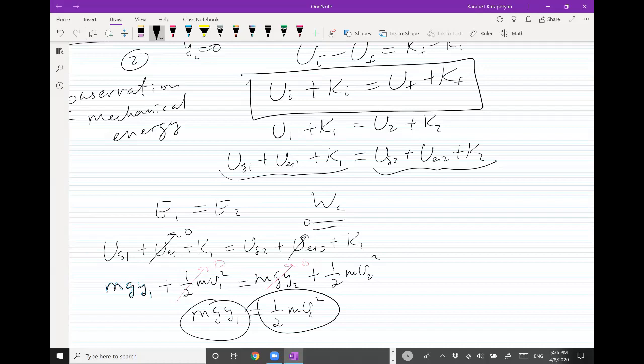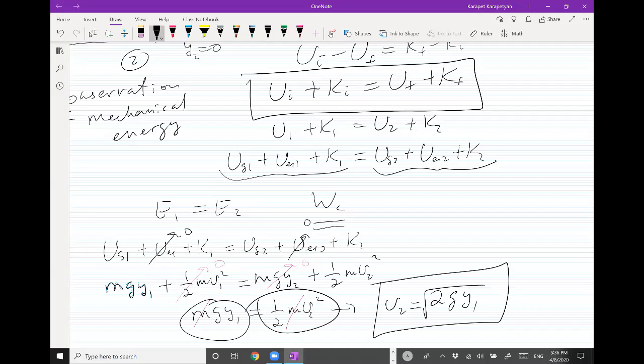And one thing I can do from here, you can see that I can cancel the mass from both sides and then solve for V2. It's going to be the square root of 2 times g times y1. And I can use this equation to find the speed at point two. And you can see it's very easy.